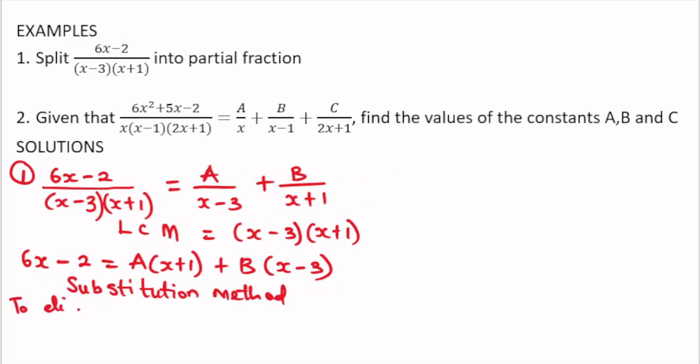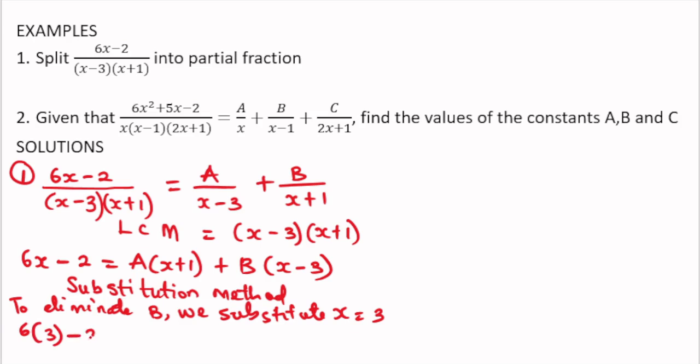To eliminate b, we substitute x as 3. So we'll have 6 into bracket 3 minus 2 equal to a into bracket 3 plus 1, close the bracket, plus b into bracket 3 minus 3.